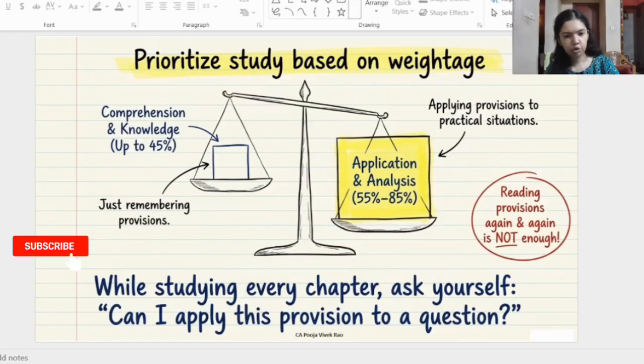For example, if you know a provision theoretically, but you cannot determine its treatment when a practical transaction is given, then your preparation is incomplete. So while studying every chapter, ask yourself, can I apply this provision to the question? That is the level of preparation you should aim for. You should not just have theoretical knowledge. You should know how to apply the provision as well.